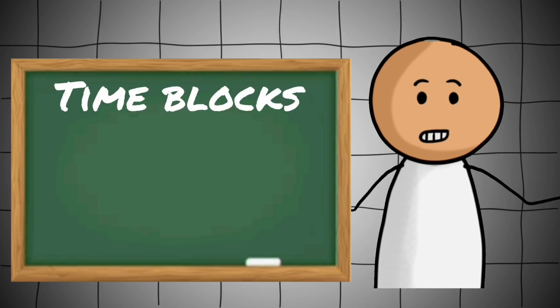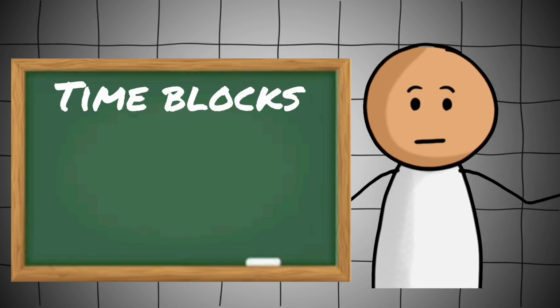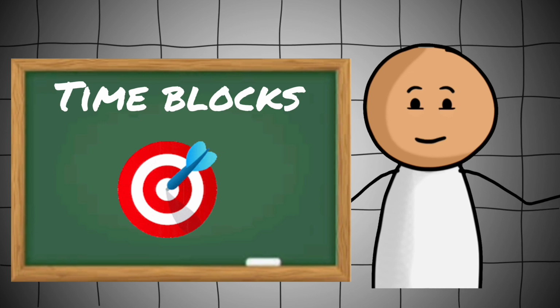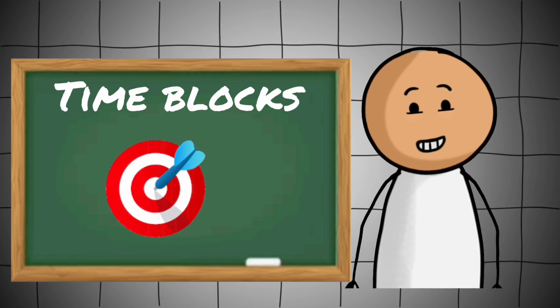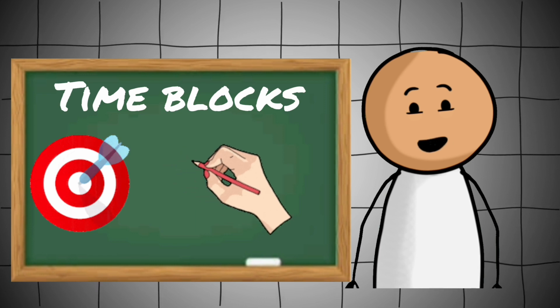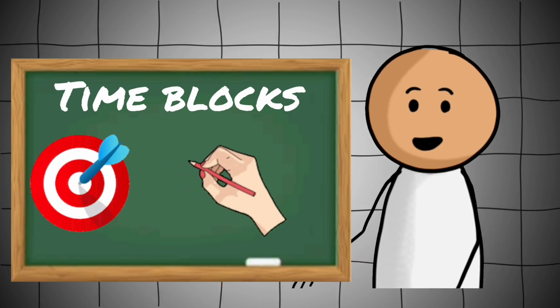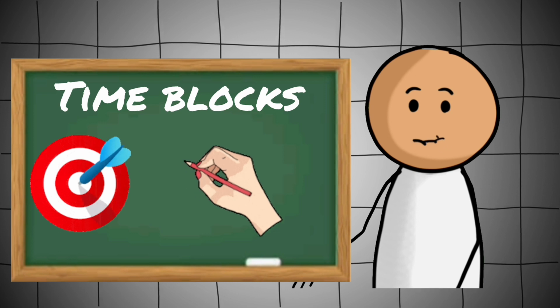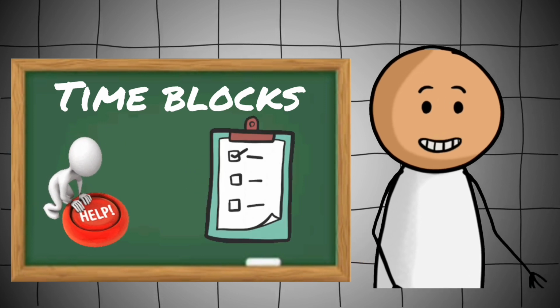Utilizing time blocks. Time blocking involves dedicating specific time periods to specific tasks or categories of tasks. For instance, a writer might allocate mornings for writing, afternoons for research, and evenings for editing. This helps in maintaining focus and avoiding multitasking.